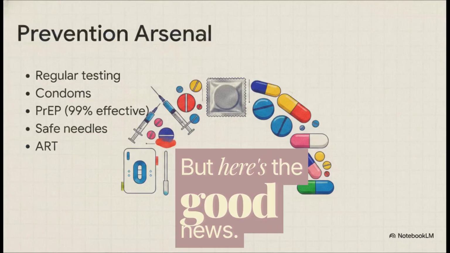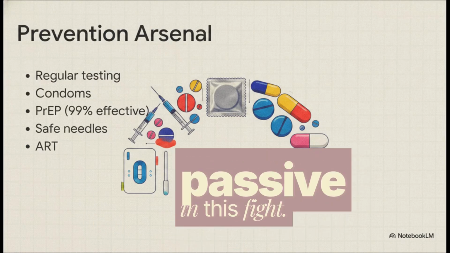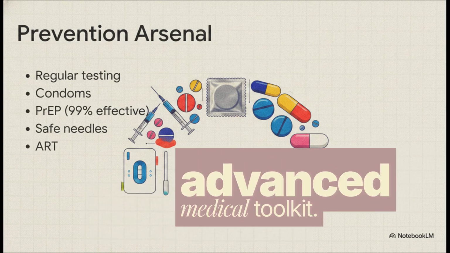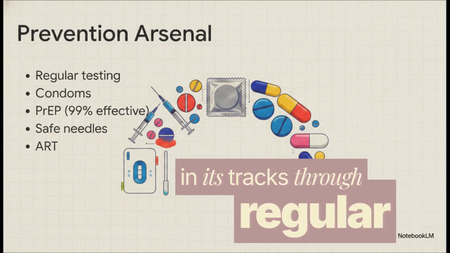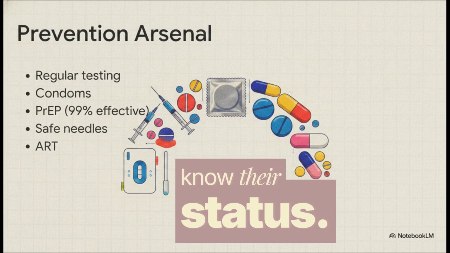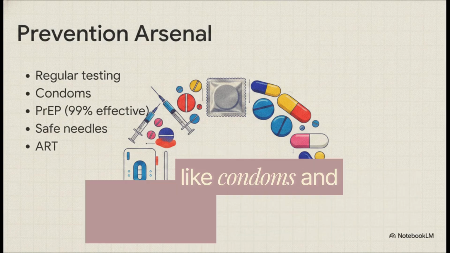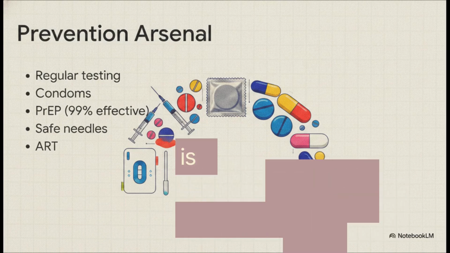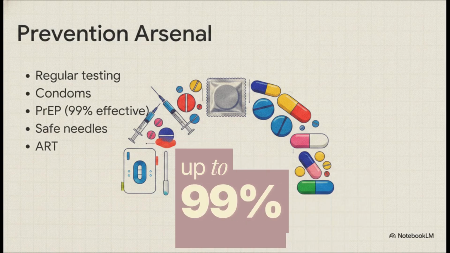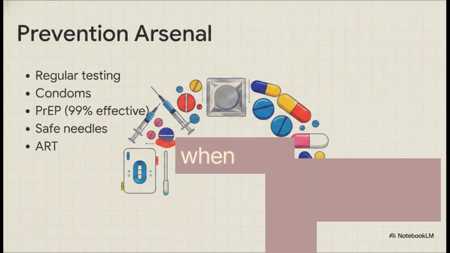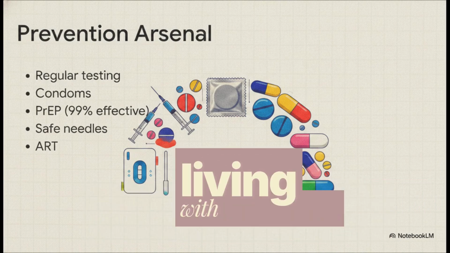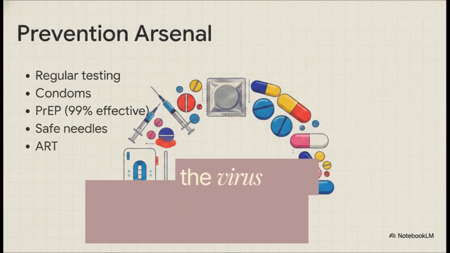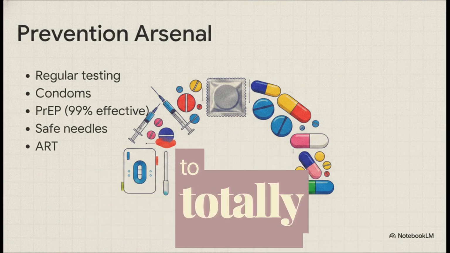But here's the good news. Humanity has not been passive in this fight. Today, we've built up an incredible, highly advanced medical toolkit. We can stop the virus in its tracks through regular testing so people actually know their status. We use barrier methods like condoms and sterile needle programs. We also have PrEP, pre-exposure prophylaxis, which is a daily medication that's up to 99% effective at preventing HIV from sex when taken correctly. And for those already living with HIV, we have antiretroviral therapy, or ART, which stops the virus from replicating and allows the immune system to totally rebuild itself.